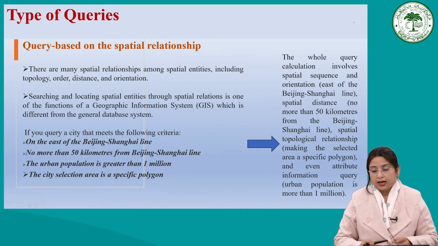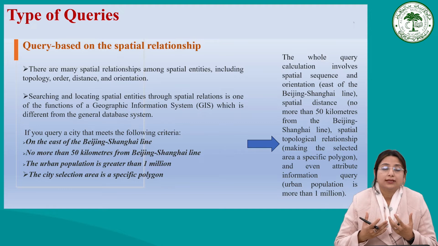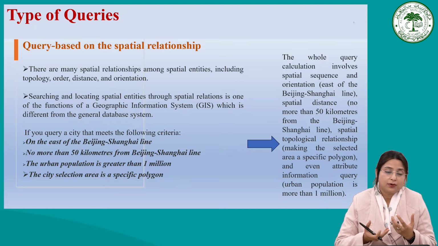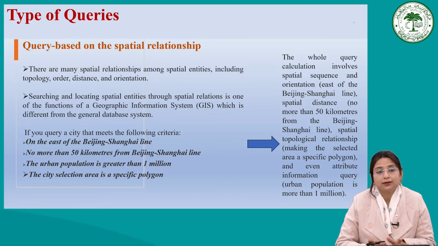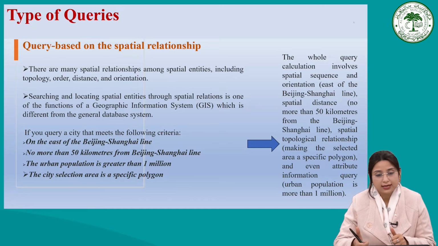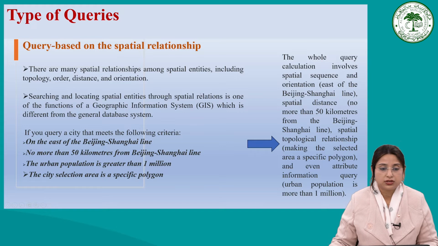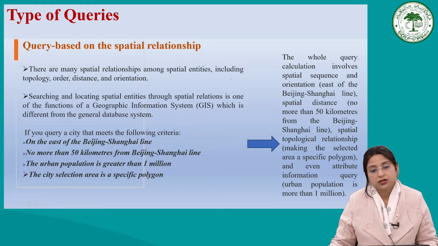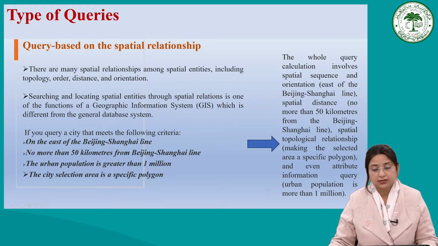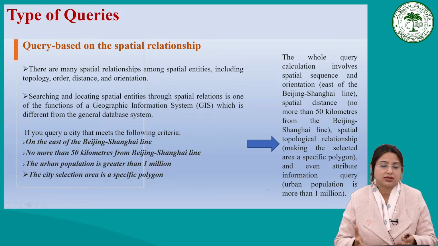Now, after knowing what actually the query is and the basis of the queries, maybe on the spatial aspect, maybe on the attribute aspect, we are going to deal with the types of queries. What are the different types of queries? Already we know query based on the spatial relationship. This is one of the most important types of query. So here we will see various examples to understand what is query based on spatial relationships.